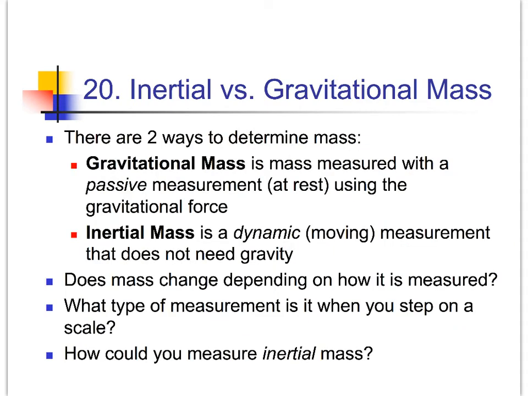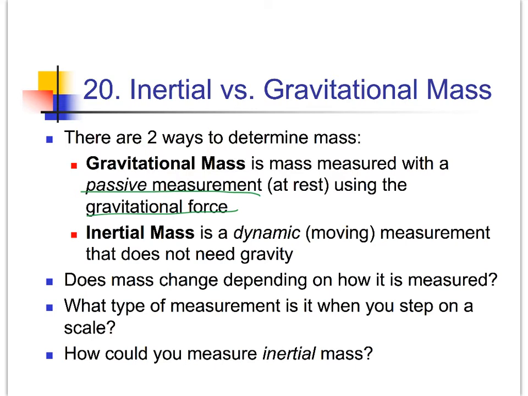This leads us into the idea of inertial versus gravitational mass. There's actually two ways of measuring mass. The one you're most familiar with is the gravitational mass, and that's what we just talked about with the scale. Gravitational mass is a passive measurement, so the object's at rest, like standing on a scale, and it uses the gravitational force. Okay, so when we are standing on a scale, gravity pulls down on us. We measure the force pulling back up and use that to calculate the mass of the object.